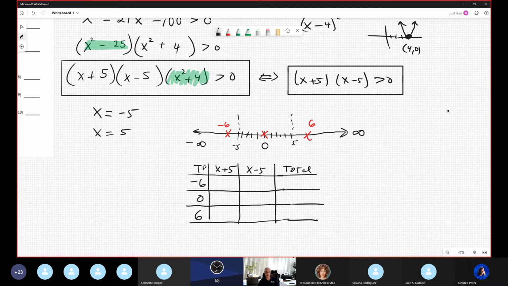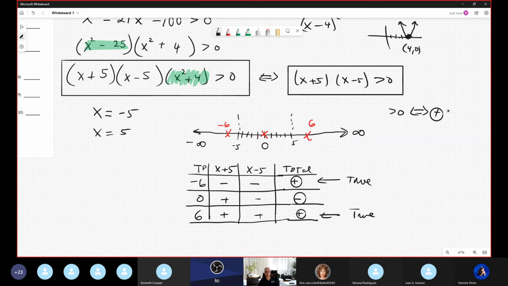Okay, plug in -6: -6 plus 5 is negative, -6 minus 5 is -11, and the other factor is positive. Negative times negative is positive, cool. Zero is positive. And for 6: 6 plus 5 is 11, positive, and 6 minus 5 is 1, positive. It's positive. And we come back to the beginning: greater than 0 is equivalent to saying positive. And positive is true here and true here.